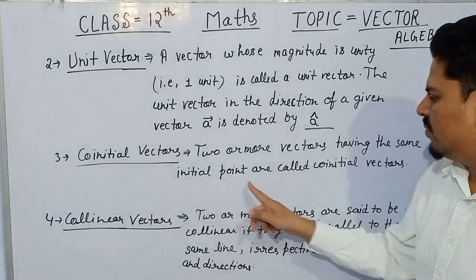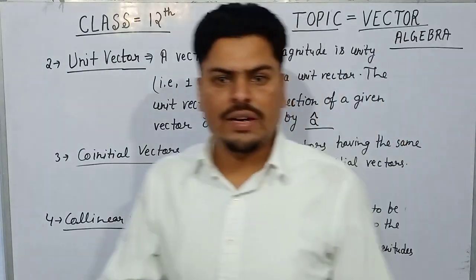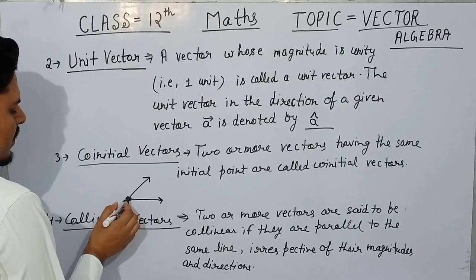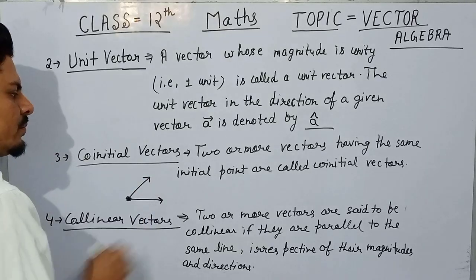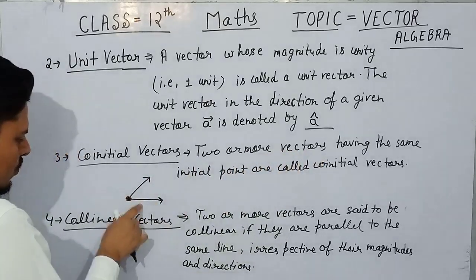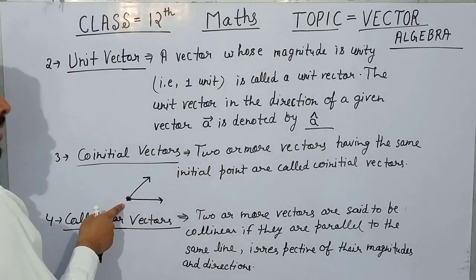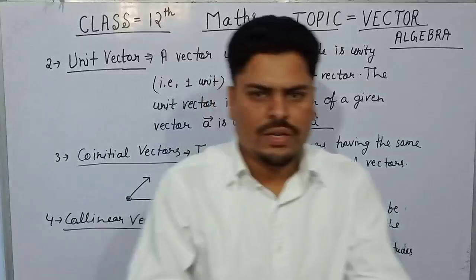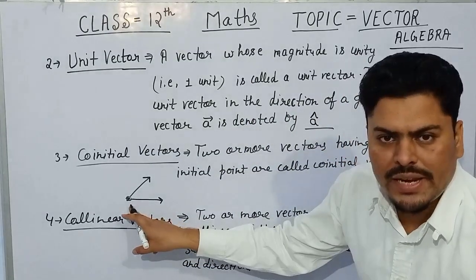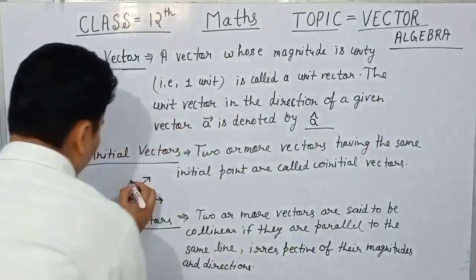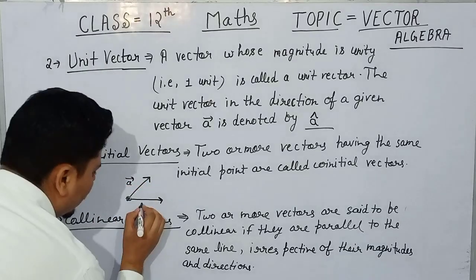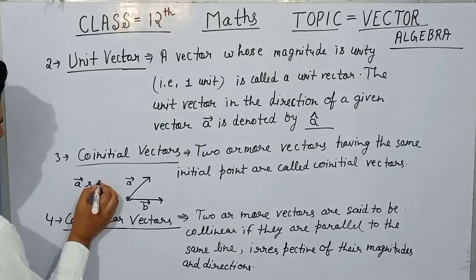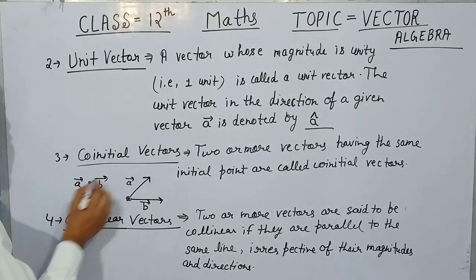Co-initial vectors: two or more vectors having the same initial point are called co-initial vectors. Here the initial point is the same, so vector A and vector B are co-initial vectors.